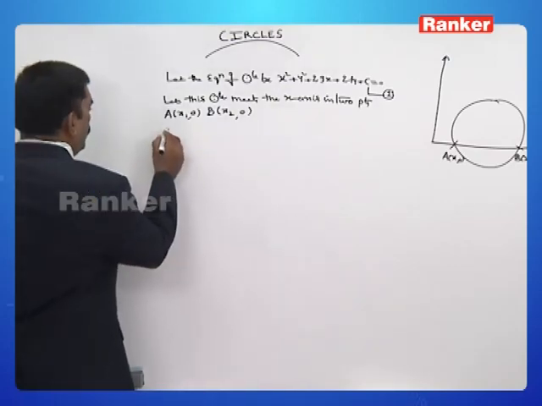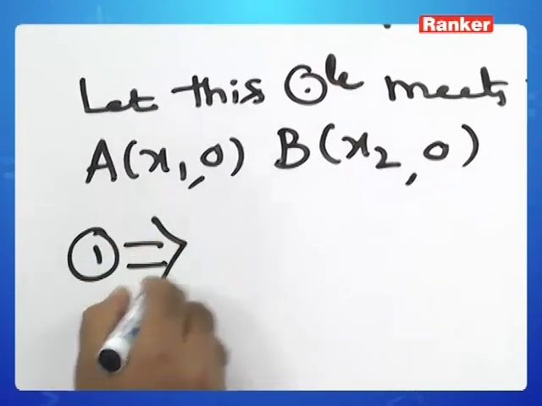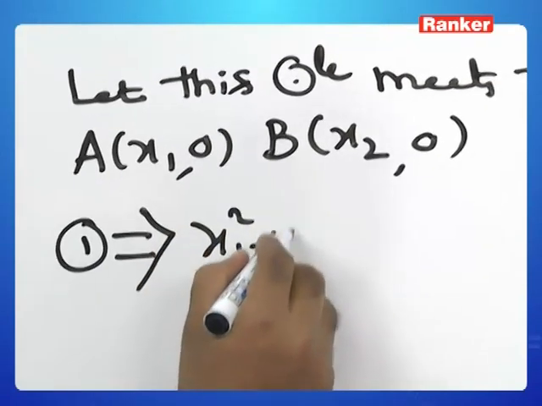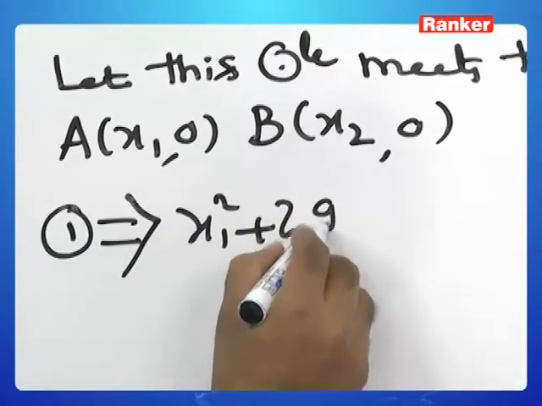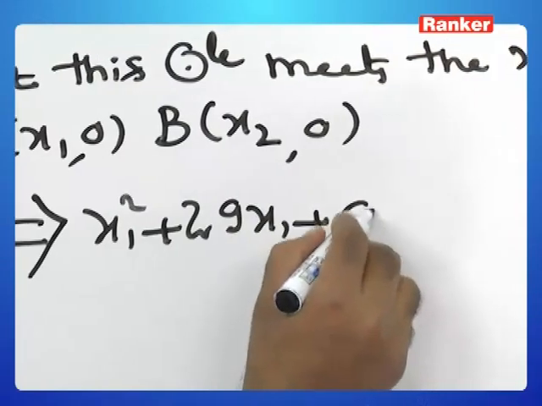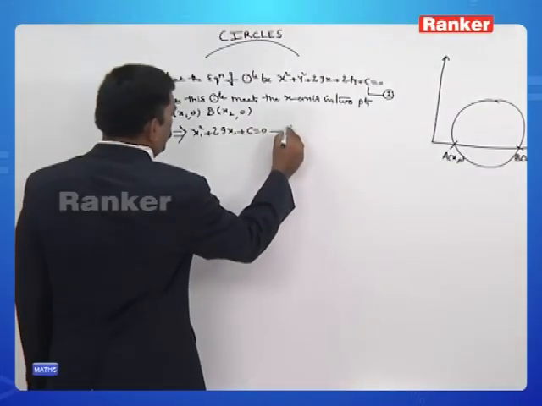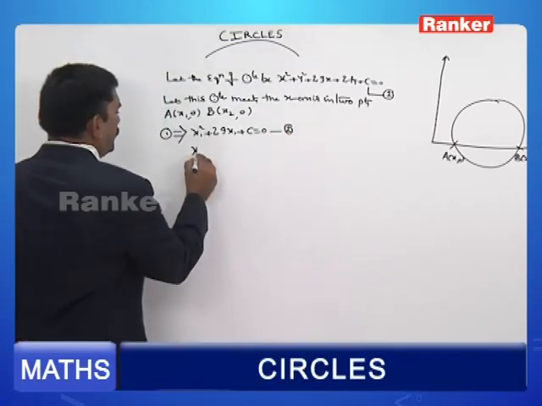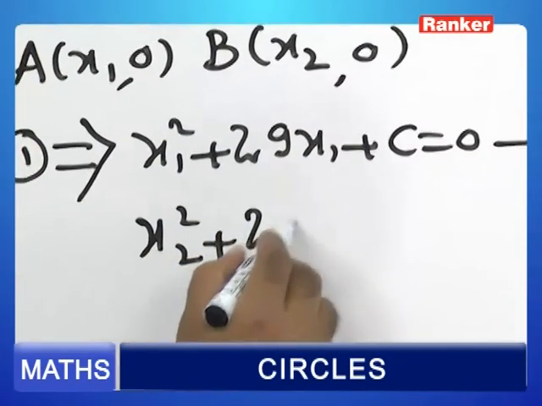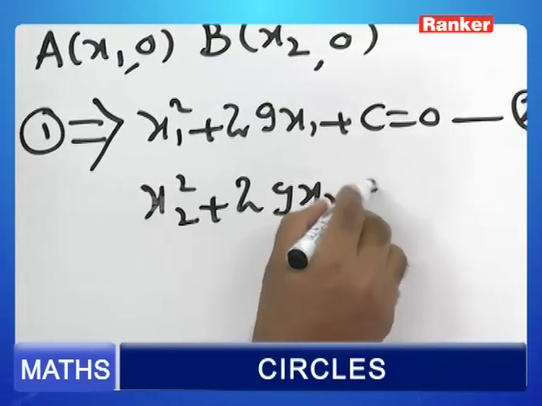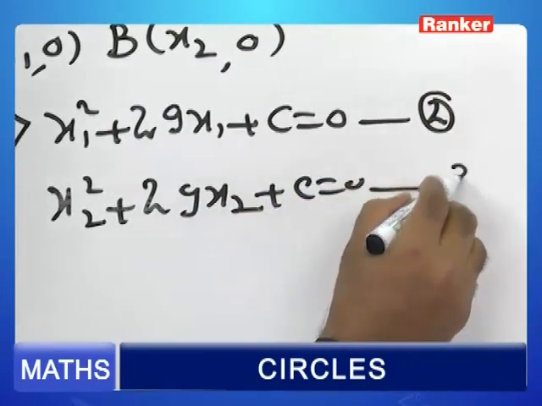Therefore, 1 implies x1 square plus 2g x1 plus c is equal to 0. You call it as 2. Next, x2 square plus 2g x2 plus c is equal to 0. You call it as 3.